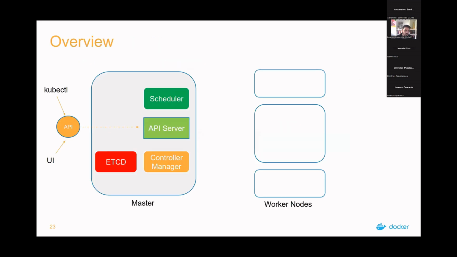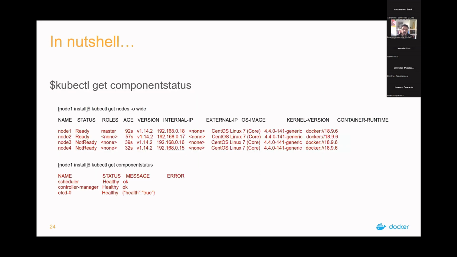So we have the API server, and we put the API server there. And as we said, we access the API server by means of APIs. And these APIs are usable through kubectl, so a command line, or a user interface. So, in a nutshell, after installing Kubernetes, we can understand the status of the components that we have in Kubernetes using some command like this.